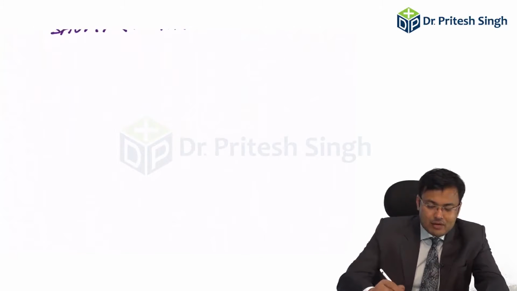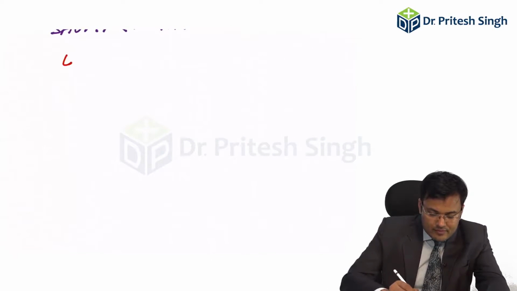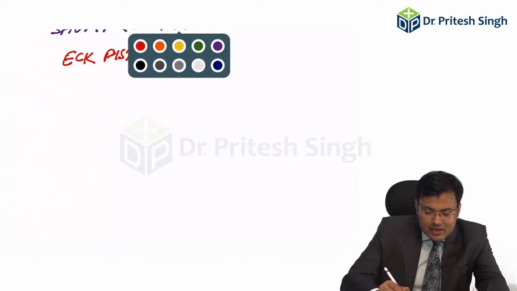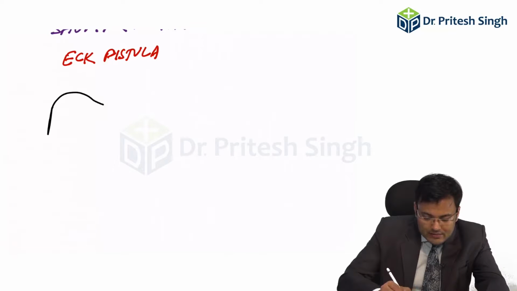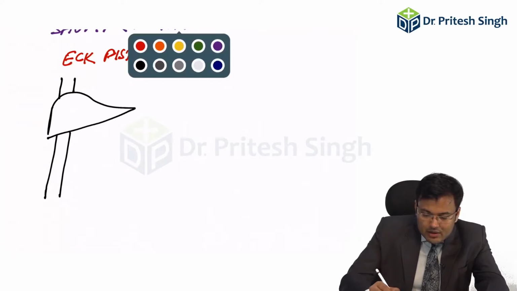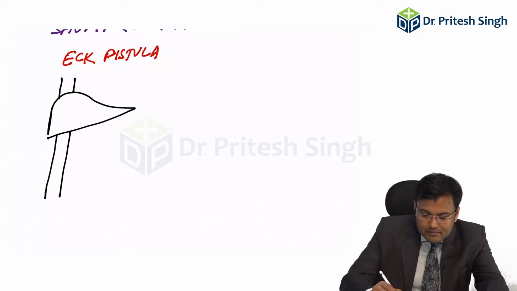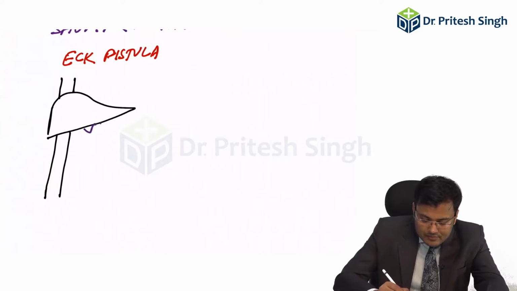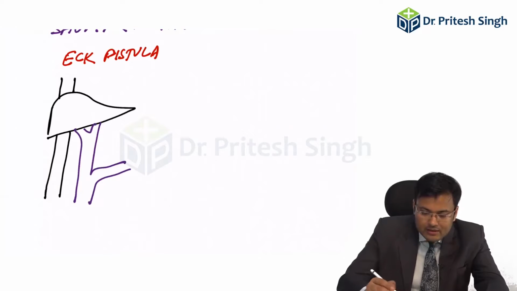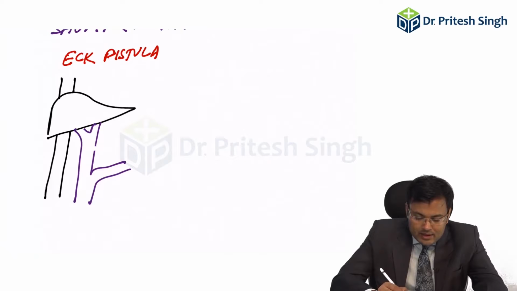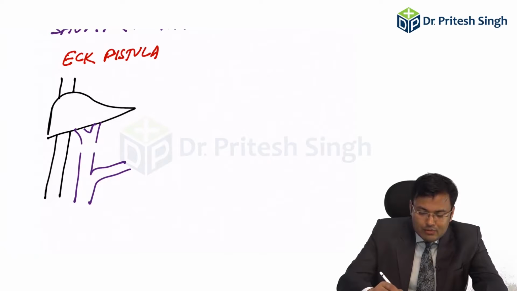First, Eck fistula. Now see what is done in this Eck fistula. Have a look. This is liver. This one is inferior vena cava. This is portal vein. Now what I'm going to do, can you see? I'm going to divide this portal vein. Where? Here.